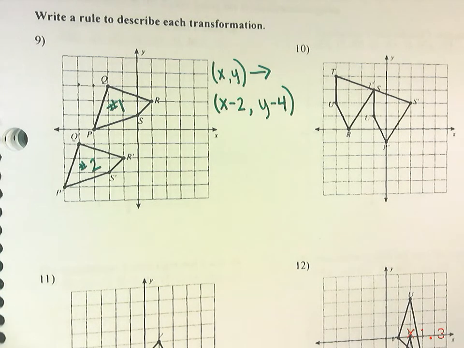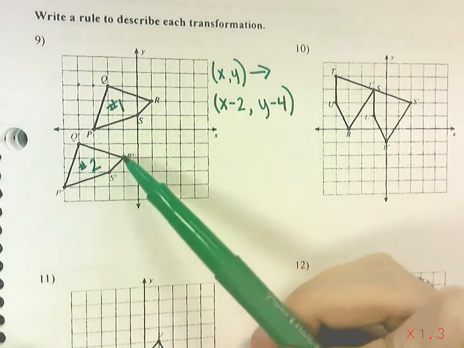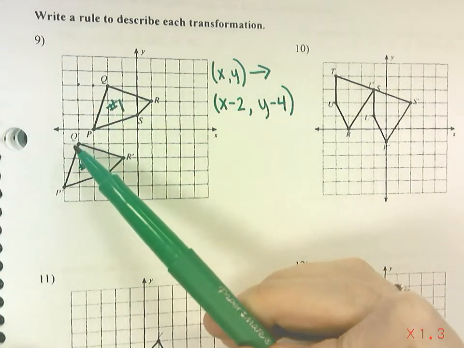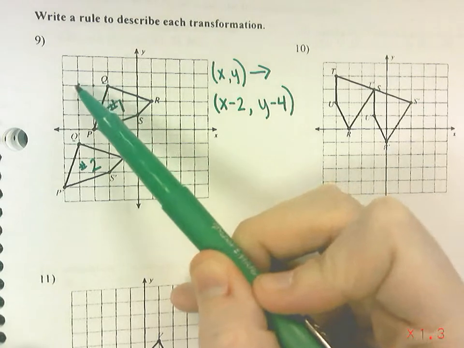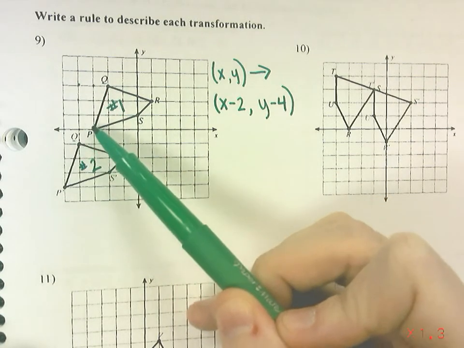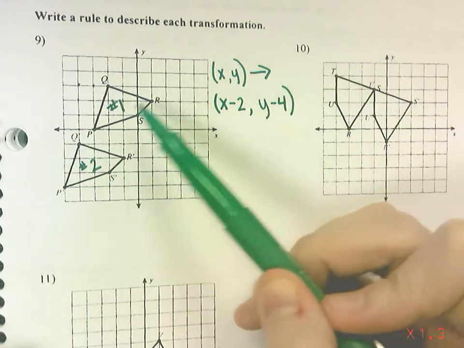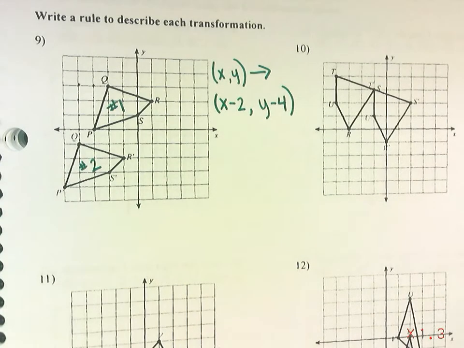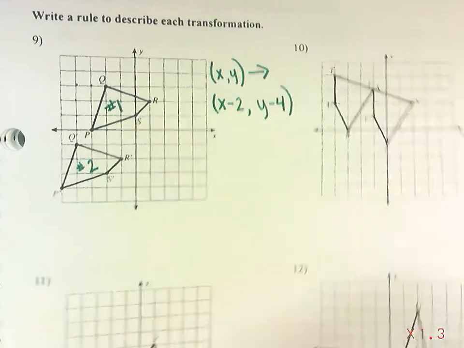Now notice, I don't have to do that with every single point. I just had to do it for Q. Because if Q went 2 spaces to the left and 4 spaces down, P did the exact same thing, and so did R, and so did S. Let's turn the page again.